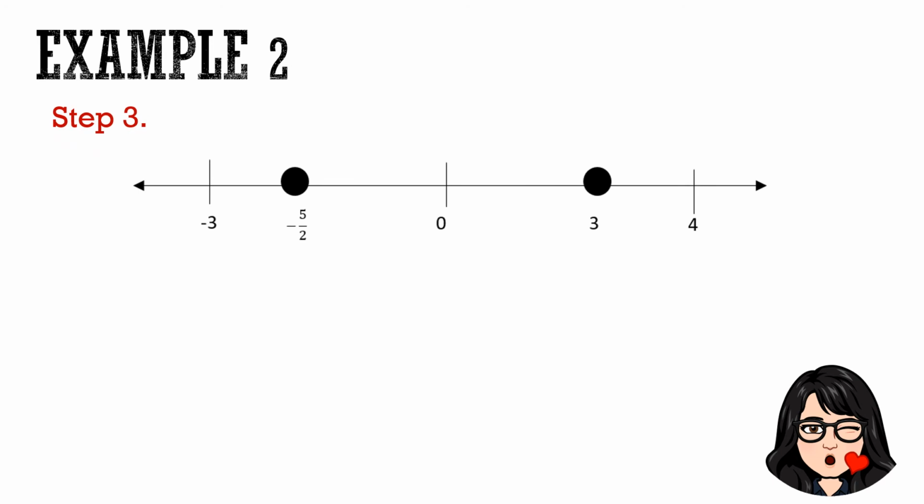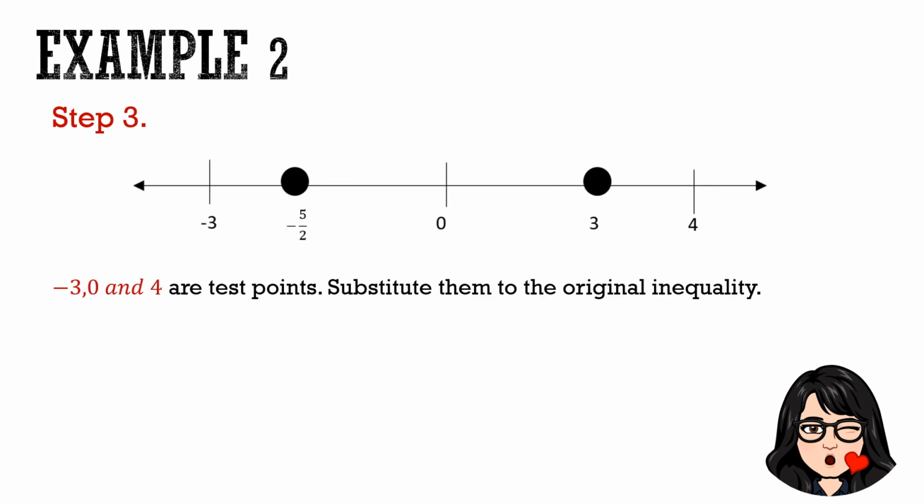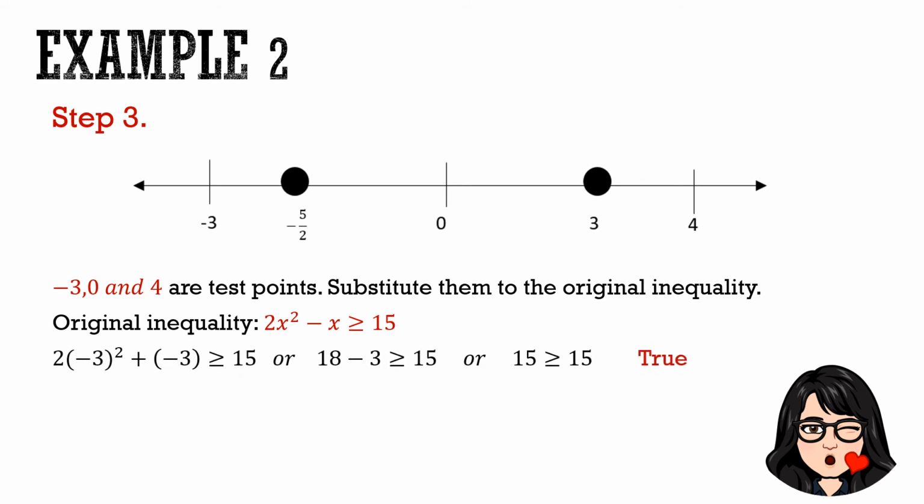Step 3. Find the test points of the boundaries. Our boundaries are negative 5 halves and 3. Negative 3, 0, and 4 are the test points. Substitute them into the original inequality. The original inequality is 2x squared minus x is greater than or equal to 15. Substitute one by one the given test points into the original inequality.